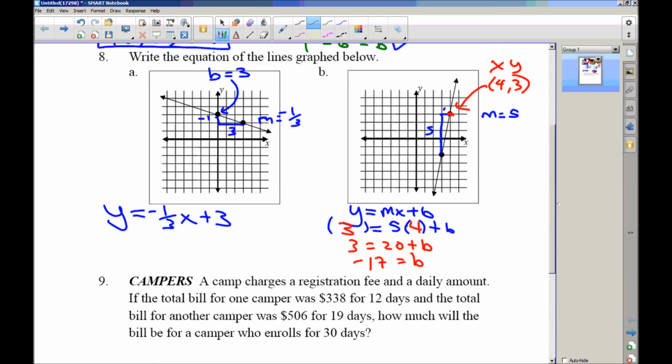So now I write my final answer. Y equals 5x minus 17. Now with a little bit of logic, you could probably have gotten that by just backing up the slope 3 more times, but it's easier to go ahead and solve it algebraically so people can see what you're doing. Okay.